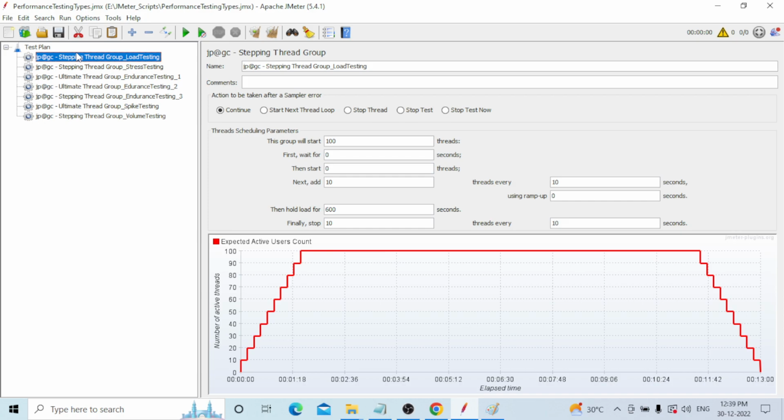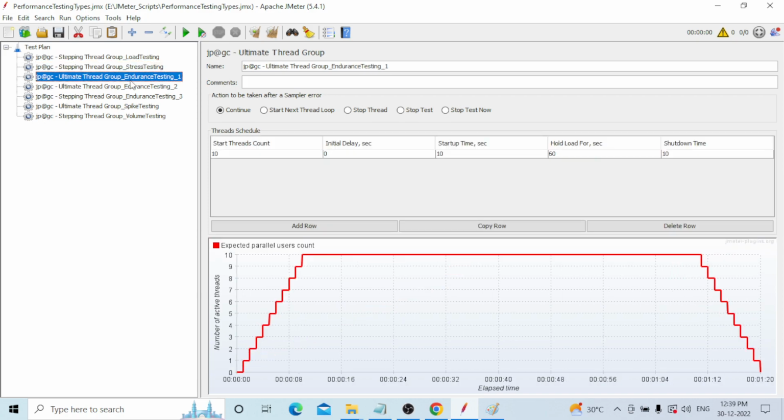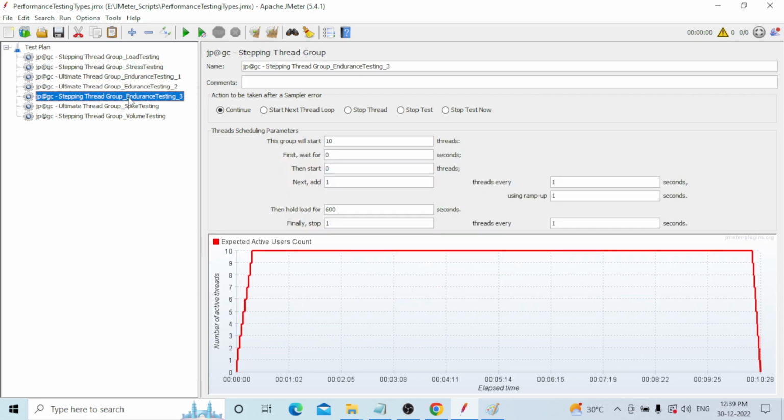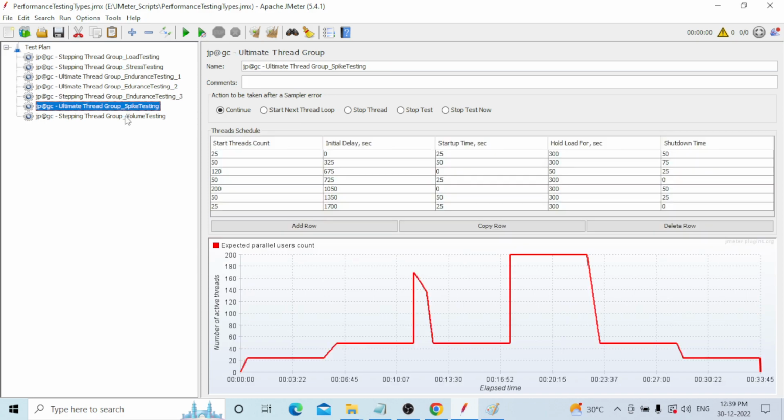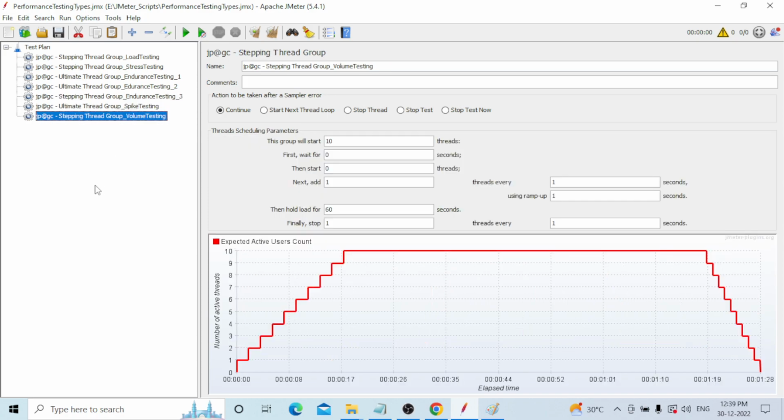Now it's completed: load, stress, endurance, the first, second and third, and also spike and volume. Okay, now maybe you understand the points, how to design load, stress, endurance, spike and volume testing. It requires two plugins: one is the stepping thread group, and one is the ultimate thread group. Using the stepping and ultimate thread groups, you can easily design these scenarios, execute them, and achieve your goals.